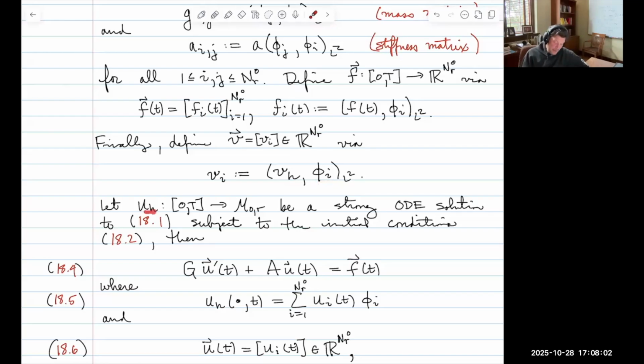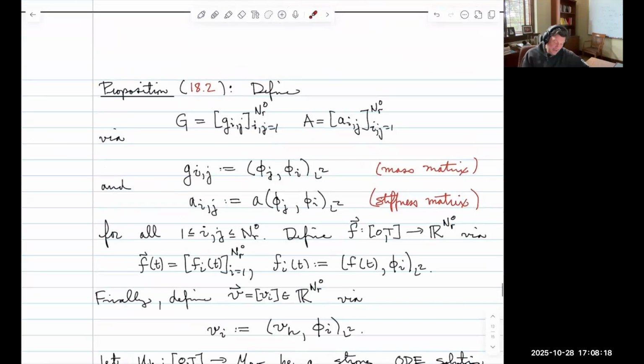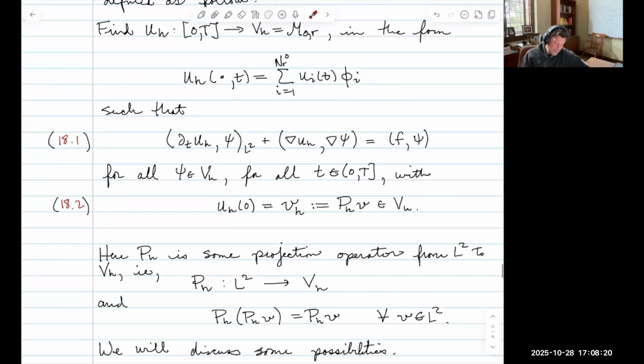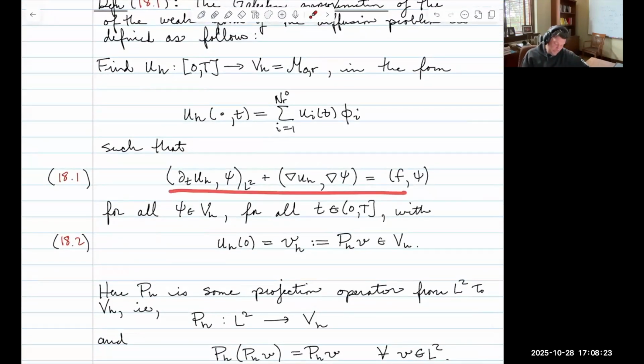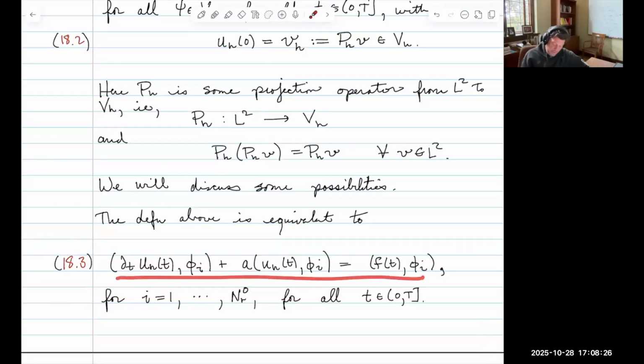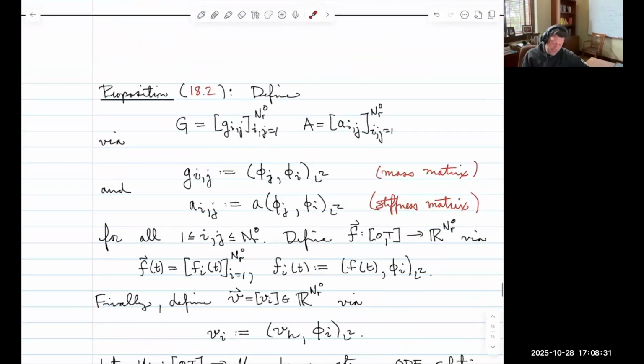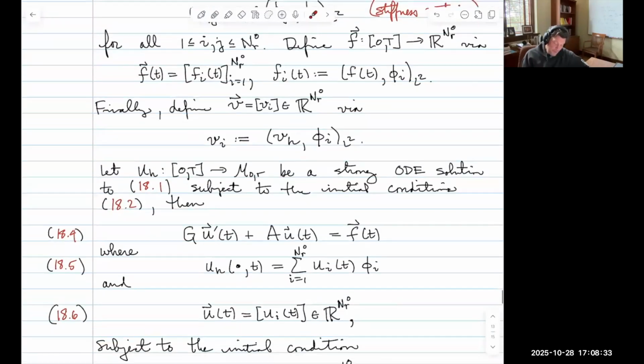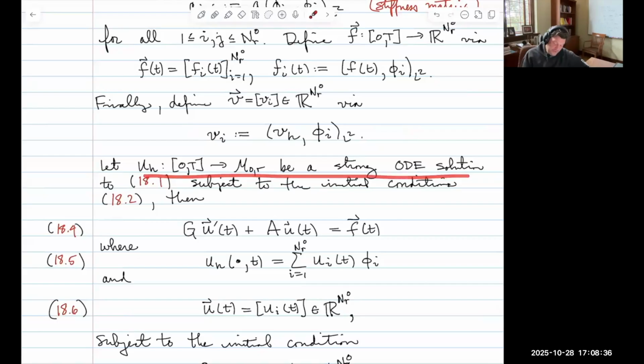So let u_h that we defined above be a strong ODE solution to 18.1. It just means, well, this has a meaning, but just think it satisfies that ODE above. How do I know that that's an ODE and not a PDE? Well, it may be a little hard to see, but that is the case. It'll be easier to see once we're done with this. But in any case, we're going to start off with this as a solution subject to the appropriate initial conditions.